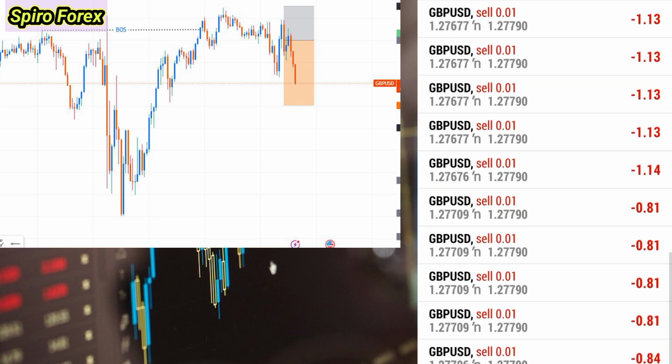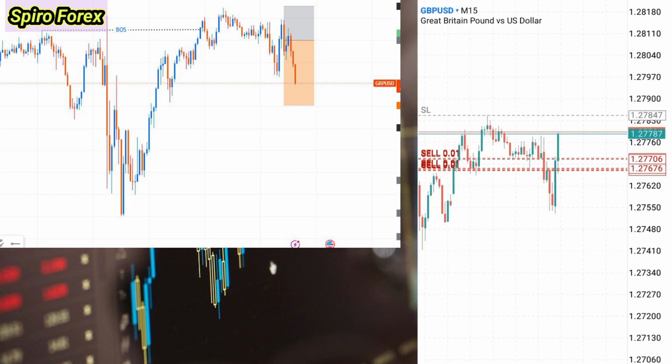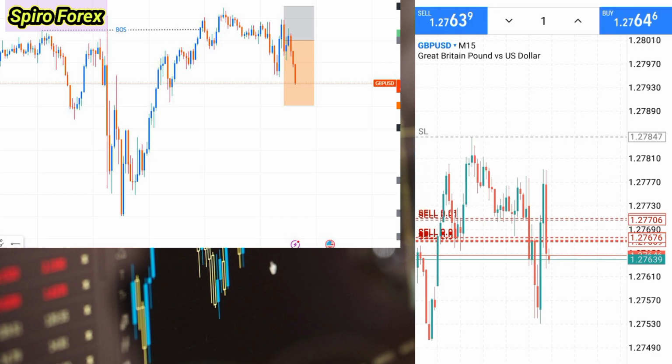Guess what, guys? As you can see, the trades are running in losses right now, but within a few minutes you can see the trade reversed and I am in profit. It didn't get to my SL.